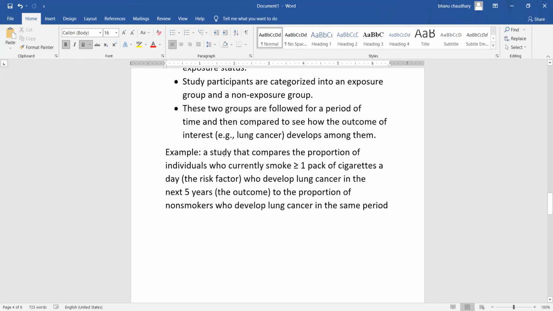So this is a study that compares the proportion of individuals who currently smoke more than 1 pack of cigarettes a day and develop lung cancer in the next 5 years to the proportion of non-smokers who develop lung cancer in the same period. So what you're going to do is compare the incidence of lung cancer in the exposed group as well as in the non-exposed group.